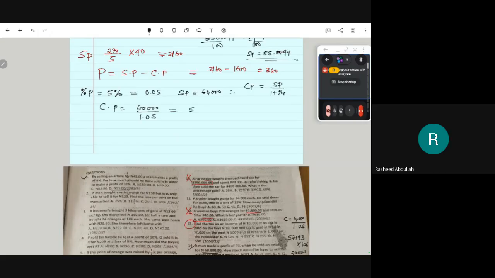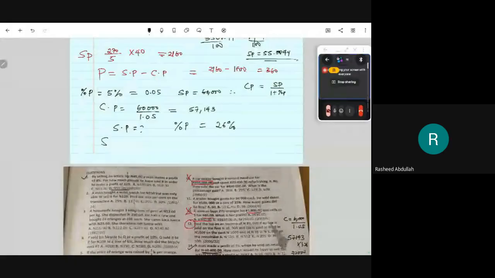That gave us 57,142.9 something, so approximately 57,143. That's the cost price. Now he wants to sell again. The selling price is what we have to find, but we know the percent profit now. We want him to make a profit of 26%.